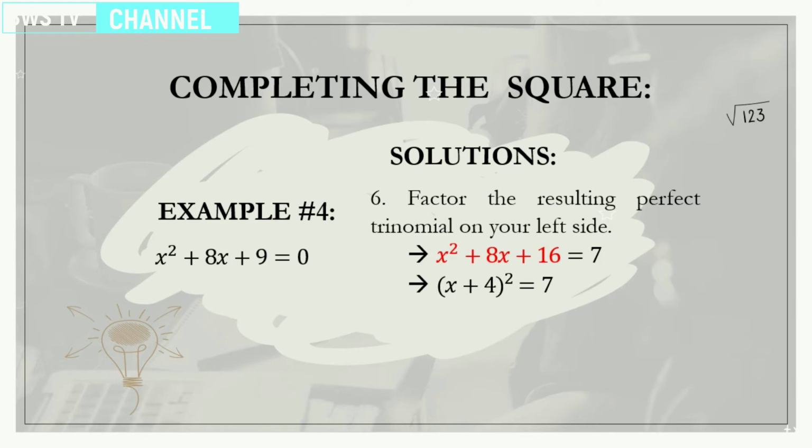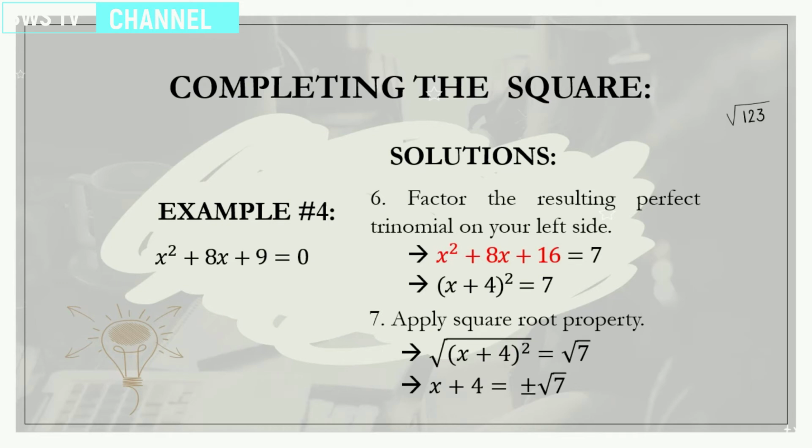Then we have to factor the resulting perfect trinomial. So we have x, bring down x. The sign of the middle is plus, so copy plus. Then take the square root of the last term, which is 16. The answer is 4. Put the parentheses. Put the exponent outside the parentheses. And bring down 7.